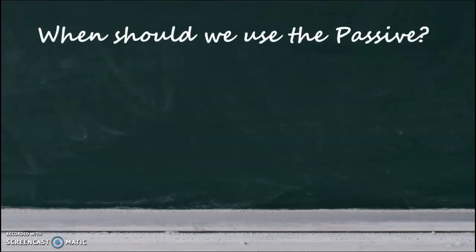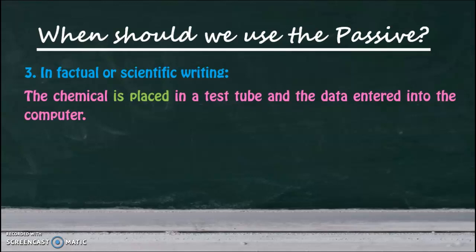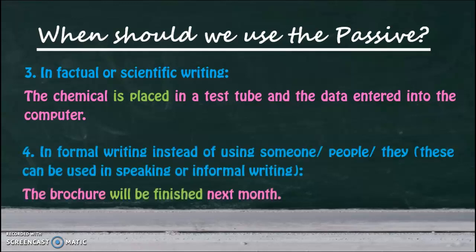So another use of the passive voice is in factual or scientific writing. For example, the chemical is placed in a test tube and the data entered into the computer. This is scientific writing. Or also informal writing, instead of using someone, people, or they. This can be used in speaking or informal writing. For example, the brochure will be finished next month.